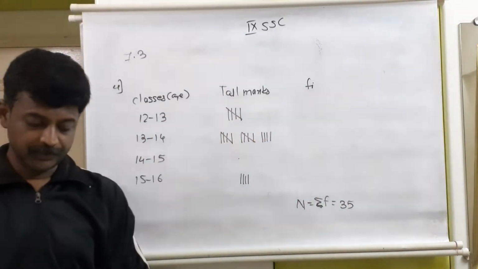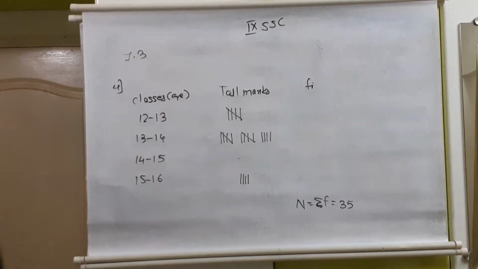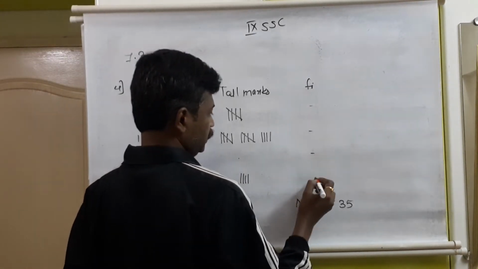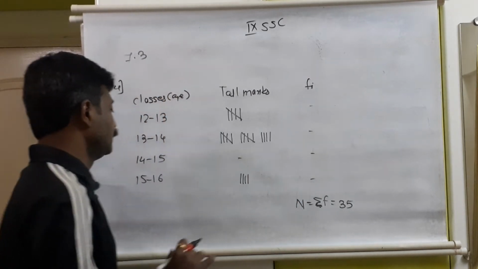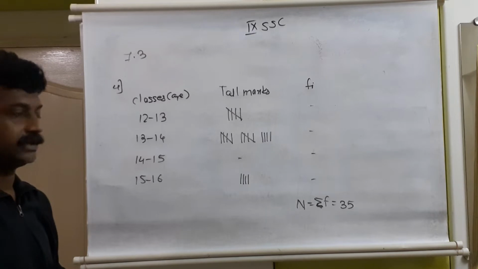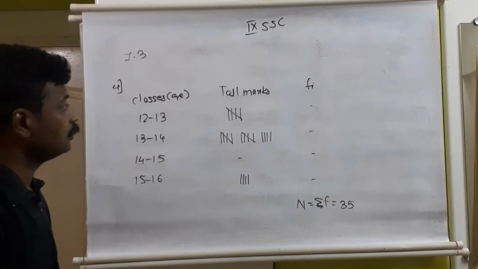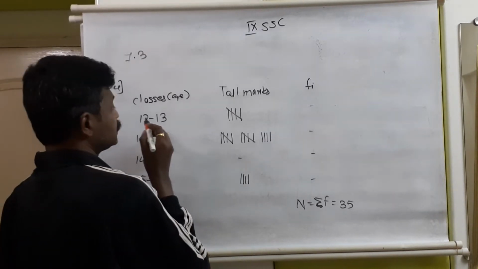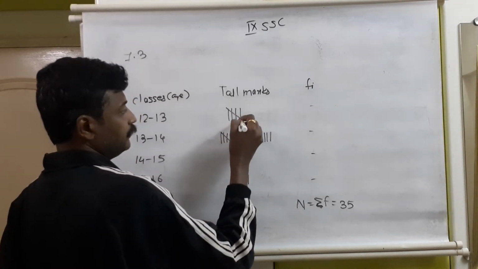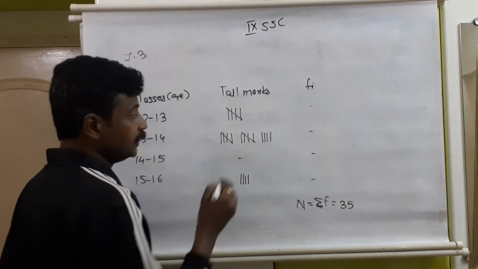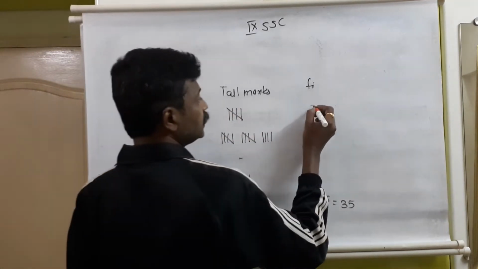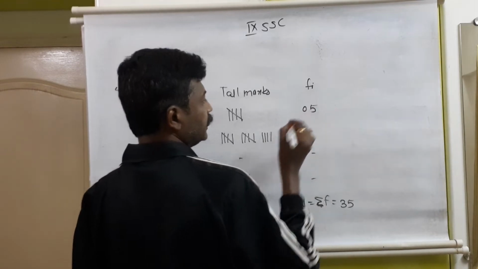Question is, complete the following table. So we have to complete 1, 2, 3, 4 and 5. 5 gaps are there, 5 places are vacant. We have to complete it. Now, if you see the 12 to 13 class, the number of tally marks is 1, 2, 3, 4 and the 5th is a cross line. So this is a bunch of 5. So here the first frequency will be equal to 5.